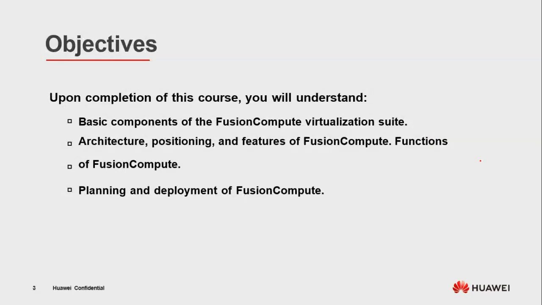So the objectives of the chapter: basically, the basic components of FusionCompute virtualization will be discussed. That's the suite, what it contains, what are the things that are inside the virtualization technology. Then the architecture, positioning, features and functions of FusionCompute, then planning and deployment of this technology will also be discussed in this chapter. Hopefully, we should be able to complete the chapter today.